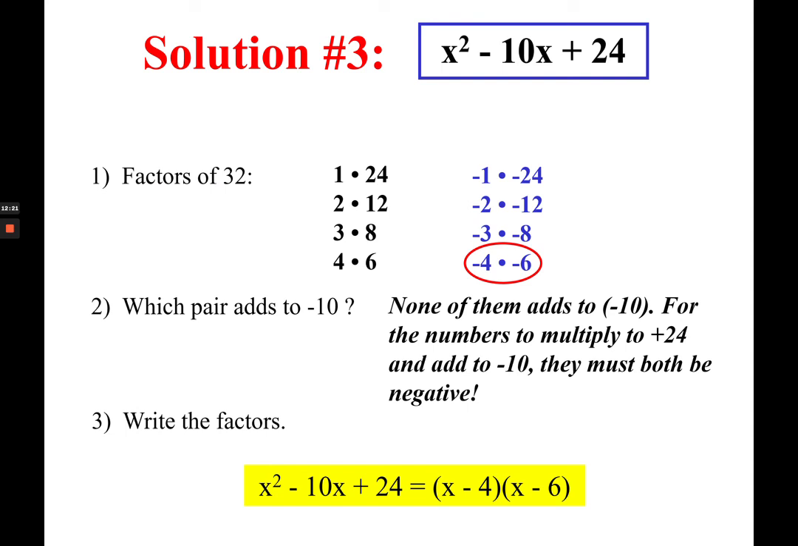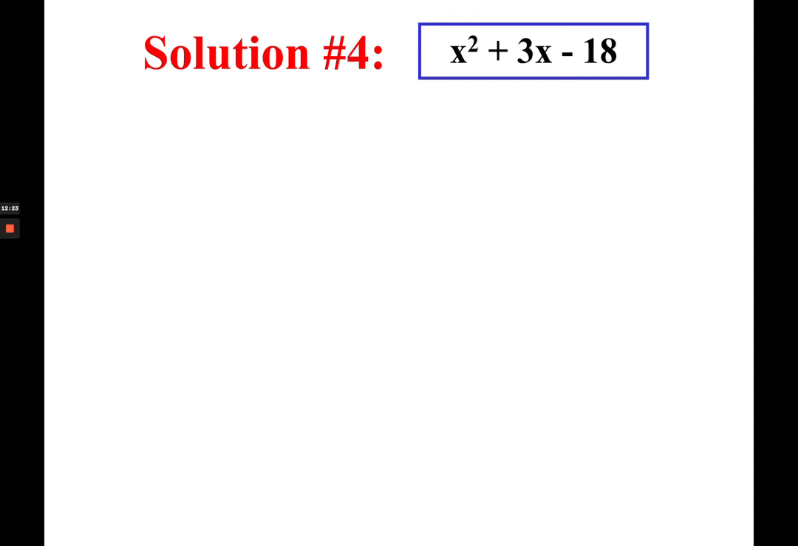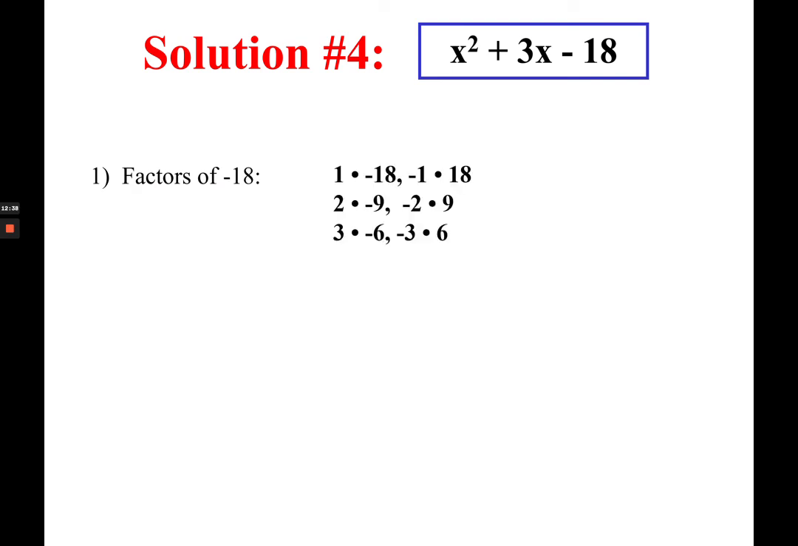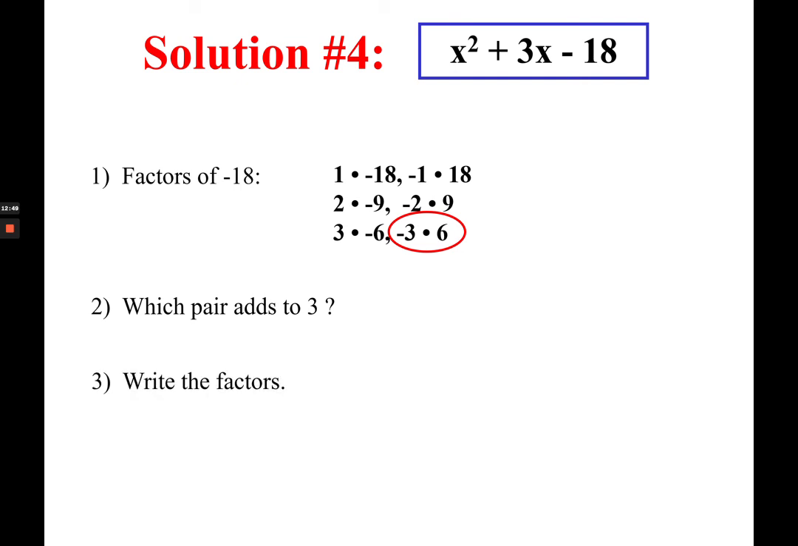And lastly, we have number 4. This time, you have a negative and a positive. It means for the factors of 18 you're looking for, one is negative, the other is positive. Let's list your factors of negative 18. Which of the following factors adds up to positive 3? And it should be this one. And that's it. You have x minus 3 and x plus 6.